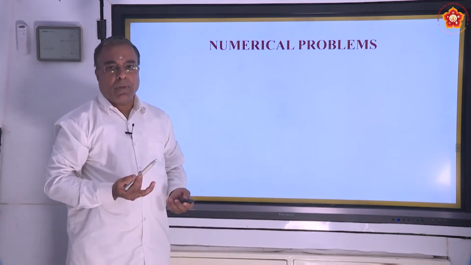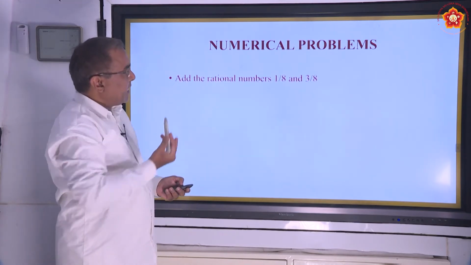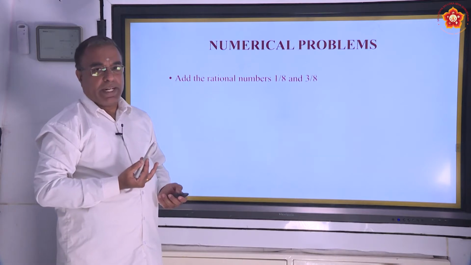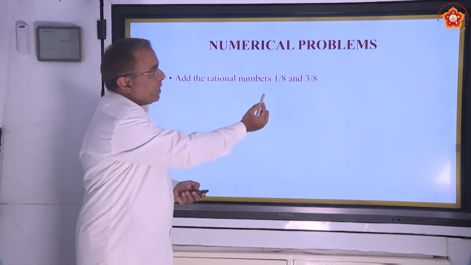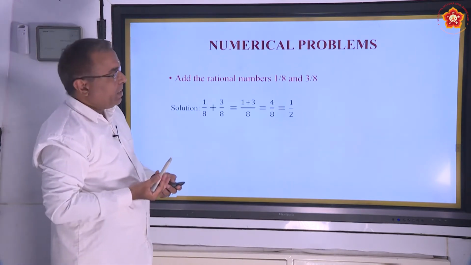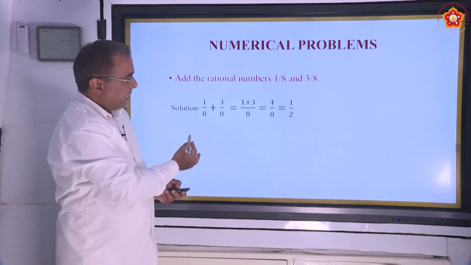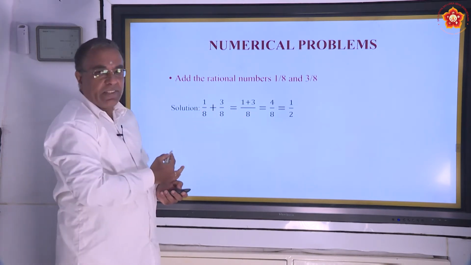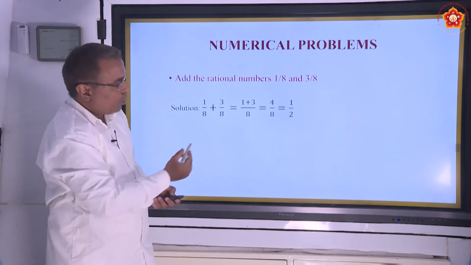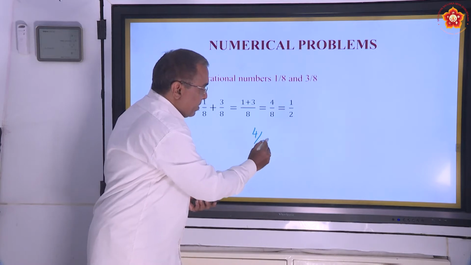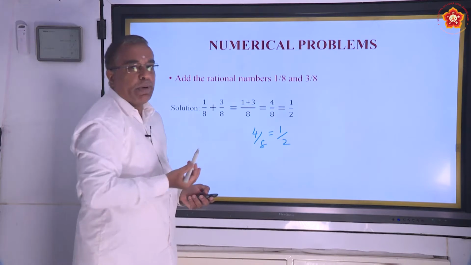Let us work some numerical problems based on what we have discussed. Consider the rational numbers 1 by 8 and 3 by 8. Here, do they have the common denominator? Yes. What is that common denominator? 8. So, simply we will add the numerators as it is and write the denominator also as it is. Here the denominator is common, so we write 8, 1 plus 3 will be 4 by 8. Further simplifying, 4 divided by 8, 1 4 is 4, 2 4s are 8, that is why we are getting 1 by 2, very simple.